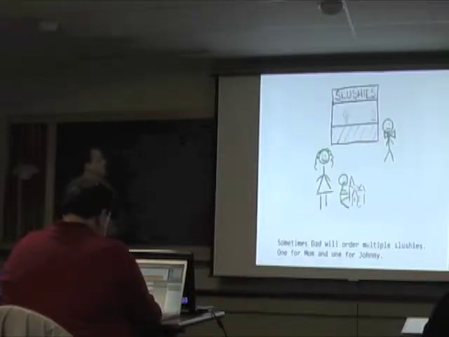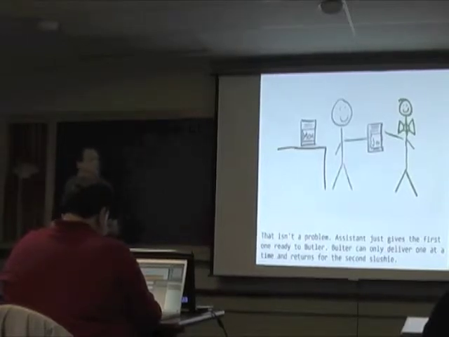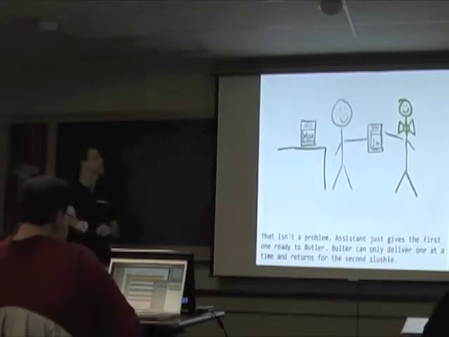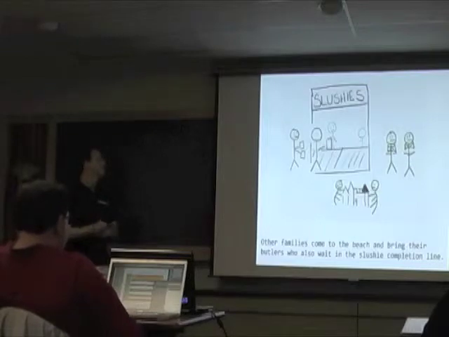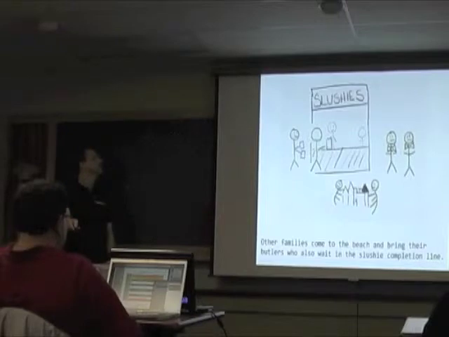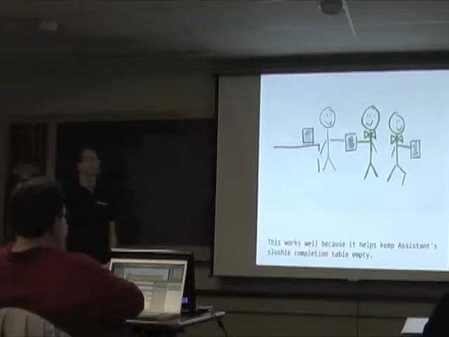Dad sometimes will order multiple slushies, one for Mom and one for Johnny. That isn't a problem. Assistant just gives the first one ready to Butler. Butler can only deliver one at a time and returns for the second slushie. Other families come to the beach and bring their butlers, who also wait in the slushie completion line. This works well because it helps keep the assistant's slushie completion table empty.